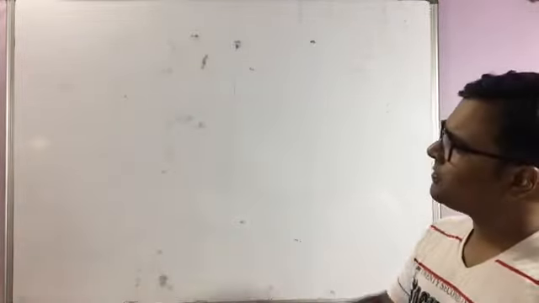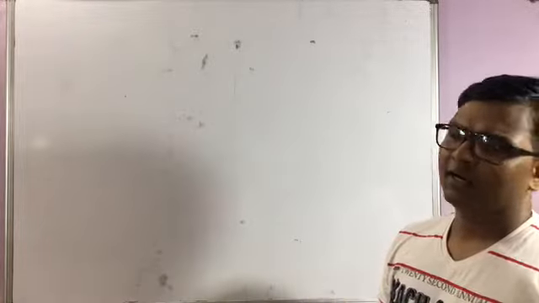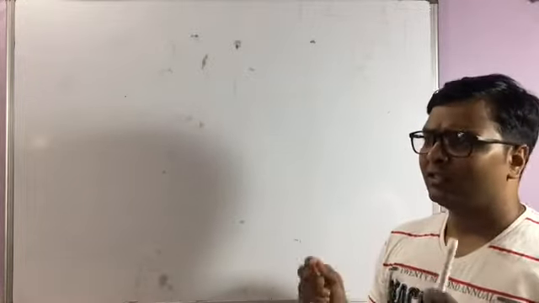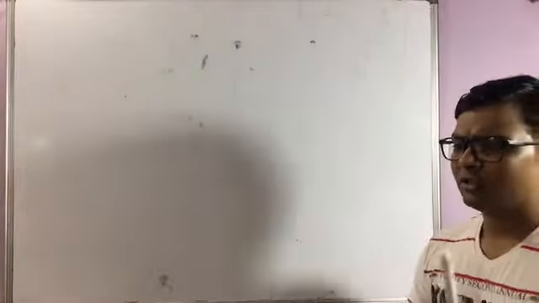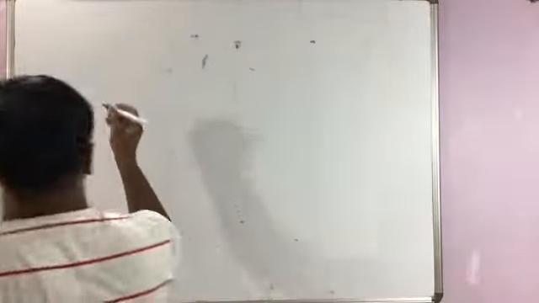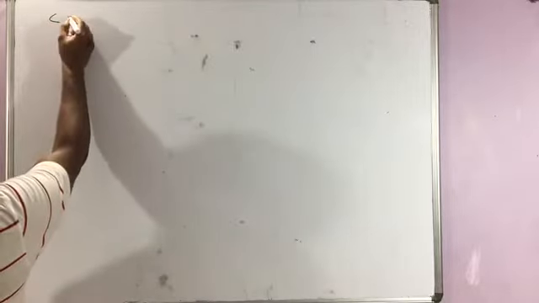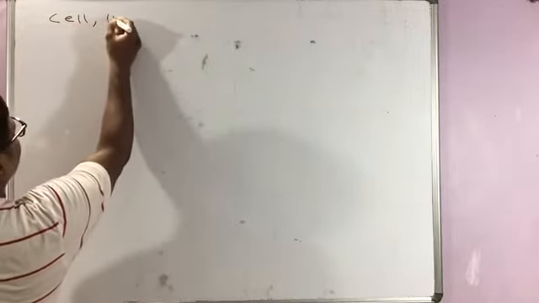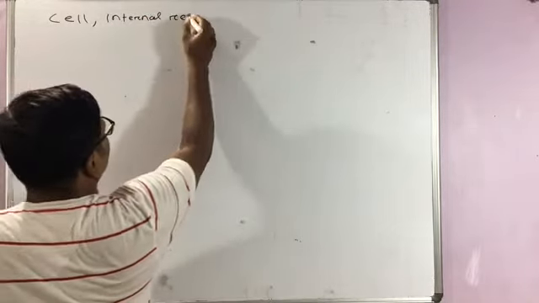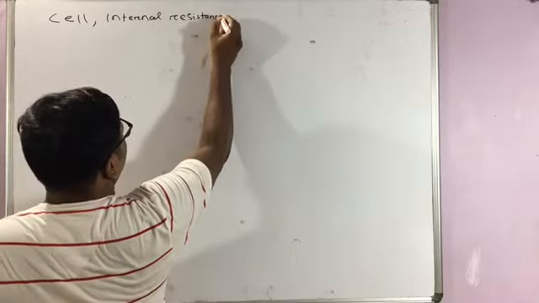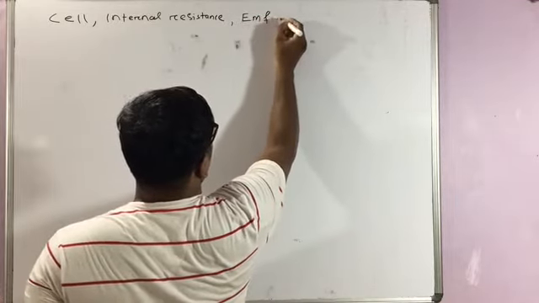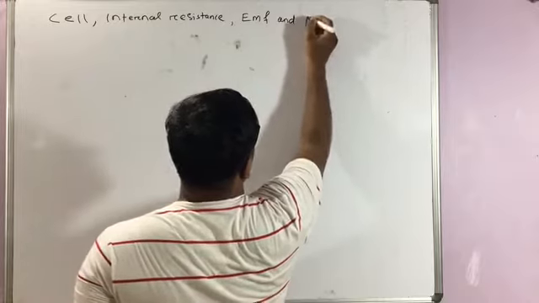Under current electricity, that is a cell's EMF, internal resistance of a cell, and the terminal potential difference across the terminal of a cell. That we will know here. Like, we will learn today cell internal resistance of a cell, EMF and terminal potential difference.